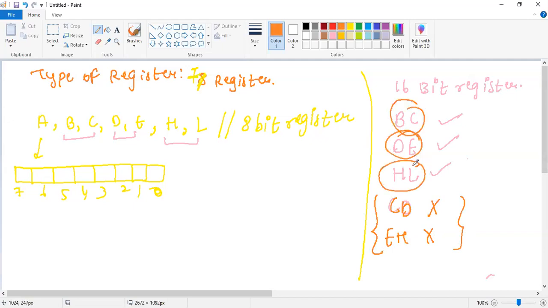Your examiner in the oral exam might ask you this one. They might give you four or five options and ask which one is valid or which one is not valid. Just keep in mind that what we can combine is only BC, DE, and HL. We can't combine CD and EH, all those things. So for the type of register, all these are 8-bit registers, and these are 16-bit registers. If you want, you can take a screenshot.